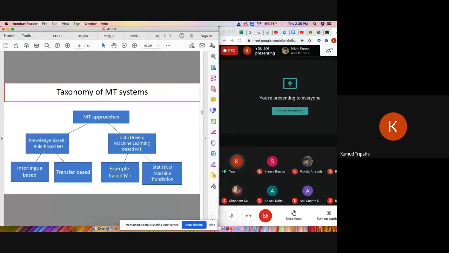Now here you can see the knowledge based approach and the data driven based approach. The knowledge based approach is also called the indirect approach. The direct approach we have already seen, and these are indirect approaches. So here we will see what the transfer based MT approach is. Transfer based is actually a form of rule based machine translation. In this method you have some set of grammatical rules that apply to different pairs of languages.